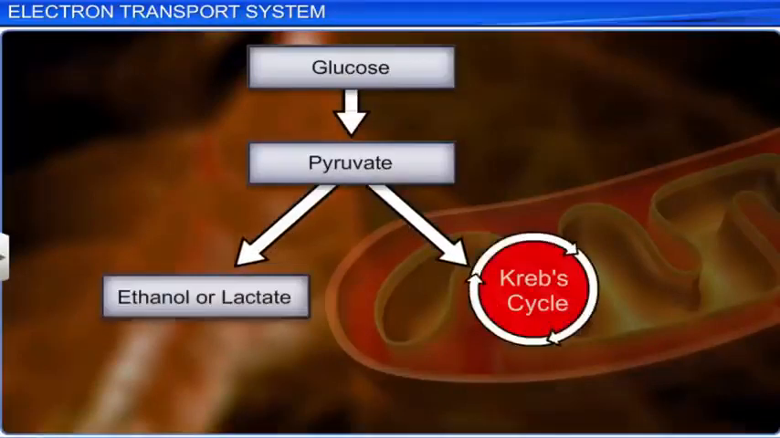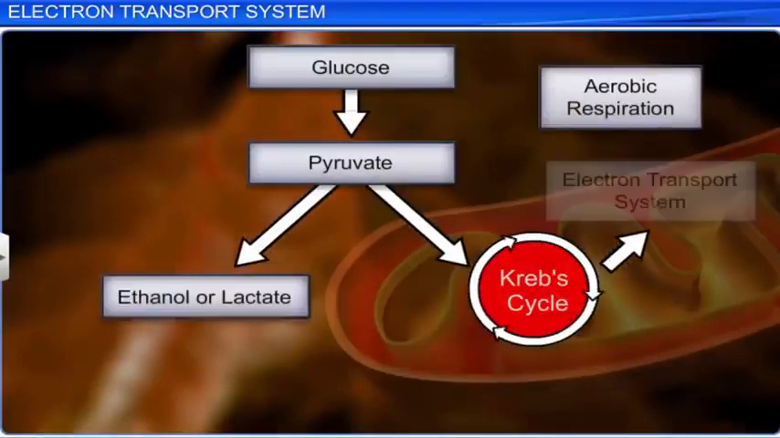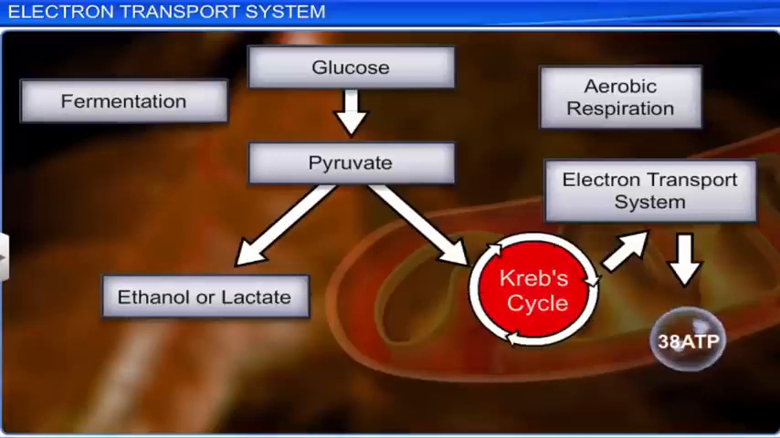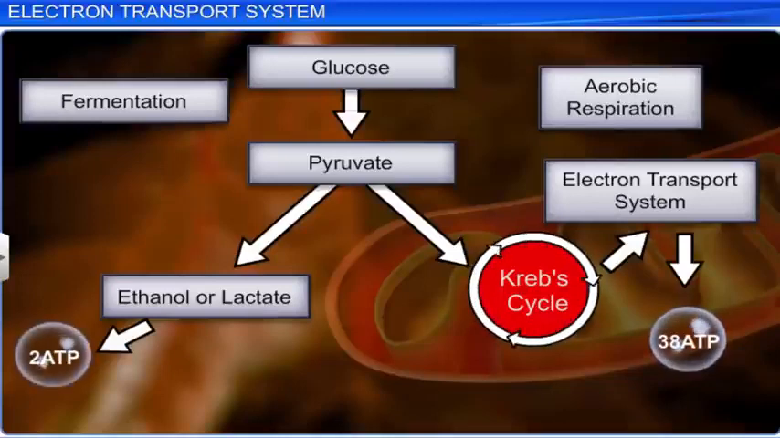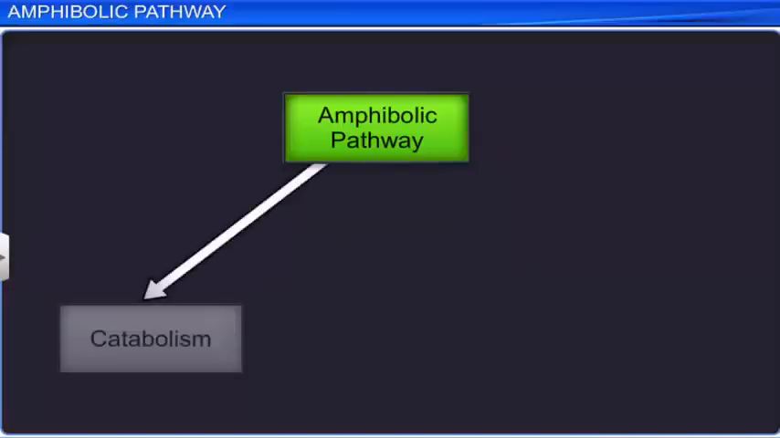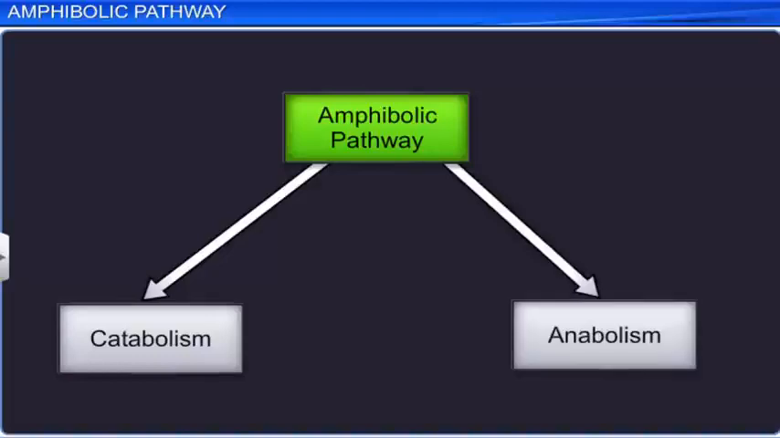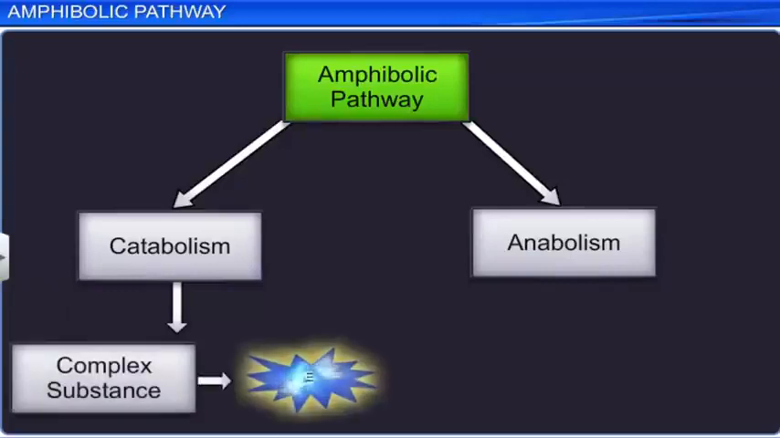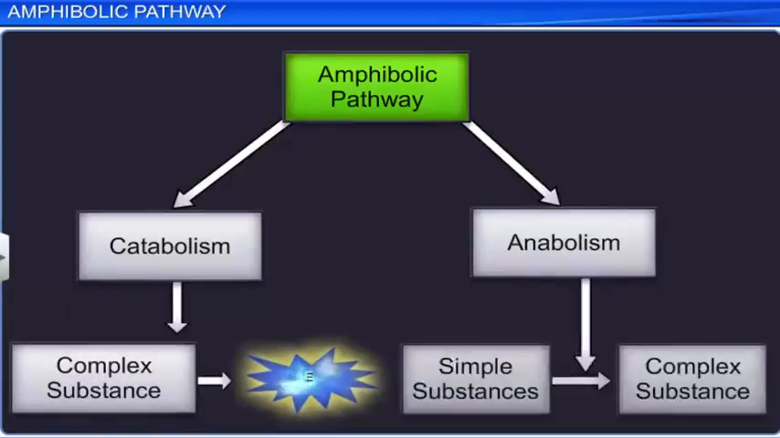Based on these assumptions, we can calculate that aerobic respiration results in a net gain of 38 ATP molecules from complete oxidation of the glucose molecule into carbon dioxide and water. Fermentation, on the other hand, results in a net gain of 2 ATP molecules from the partial breakdown of the glucose molecule. The amphibolic pathway involves both catabolism and anabolism, where catabolism stands for the breakdown of complex substances to produce energy and anabolism stands for the synthesis of complex substances from simple substances.